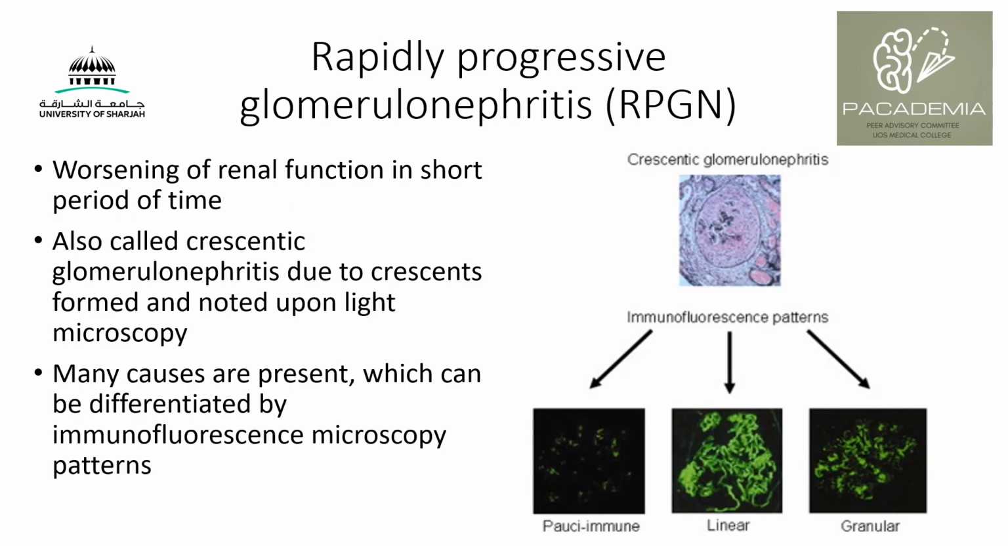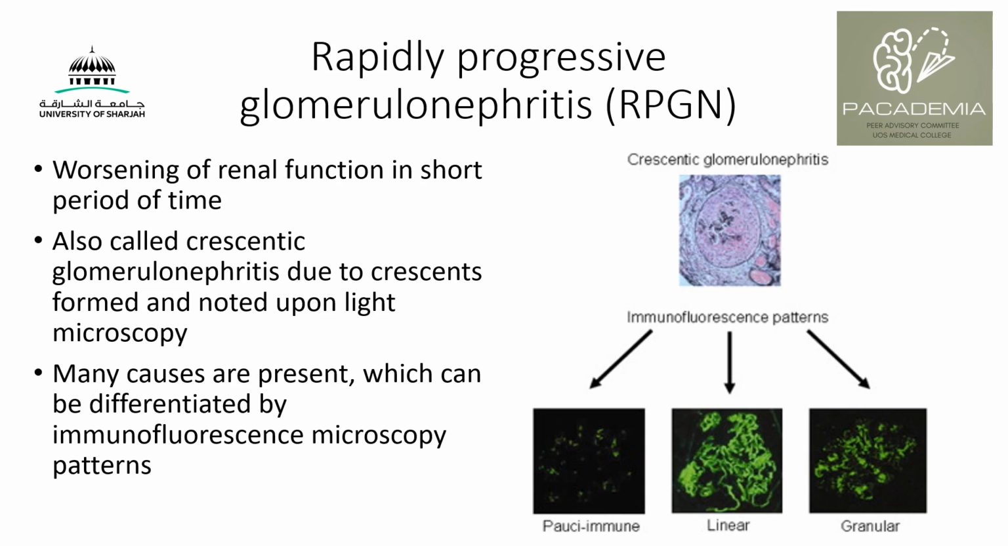Now we're moving on to rapidly progressive glomerulonephritis, RPGN. From its name, there is worsening of renal function over a period of time, and sometimes it's also called crescentic glomerulonephritis because crescents are formed and are generally appreciated in light microscopy. In terms of etiologies, there are many causes, and we can differentiate them by seeing the immunofluorescence pattern and doing other tests. But immunofluorescence here is very important to help us see the pattern and then identify what could be the underlying cause.